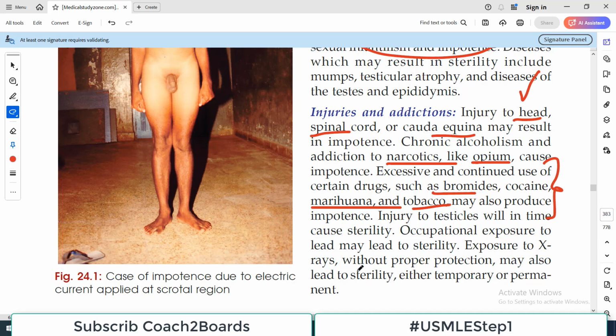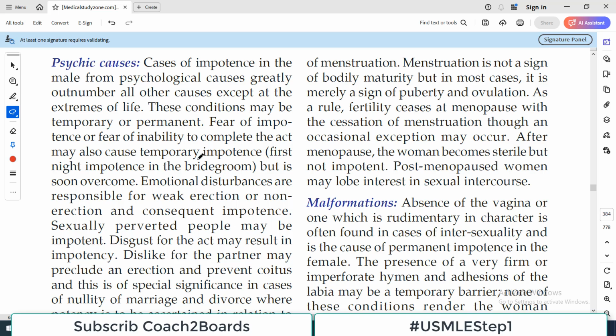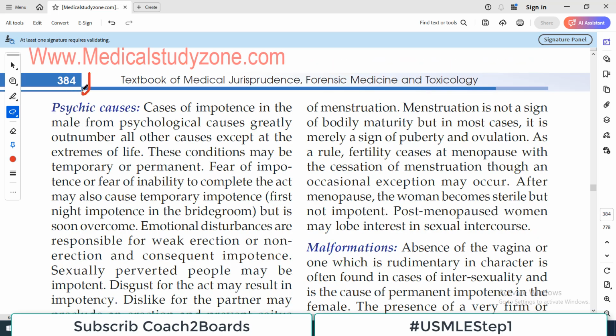Exposure to X-rays, very chronic exposure by the way, can also lead to impotency, right? And these are very common psychic causes. Cases of impotence in the male from psychological causes greatly outnumber those which are actually of physical form. So, ये बहुत common है, psychological issues, right? The person wants to perform sexual activity but because of some psychological stress cannot, right? These conditions may be temporary or they may be permanent.